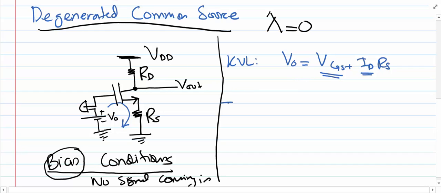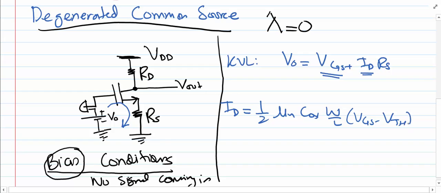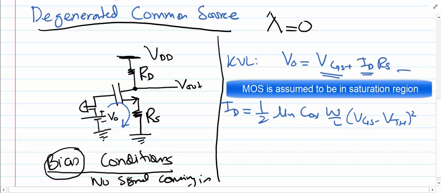and another equation that we can use is ID, which is half mu n Cox W over L, VGS minus VTH whole square. Now we have used this equation of ID assuming that the MOSFET is in saturation region. So now we have got two equations and two unknowns. These are the unknowns, so we can solve them simultaneously for ID and VGS.